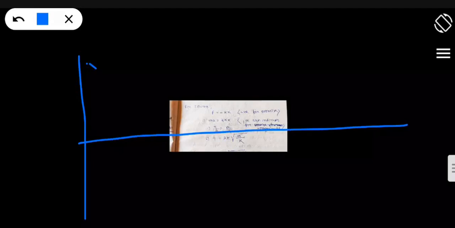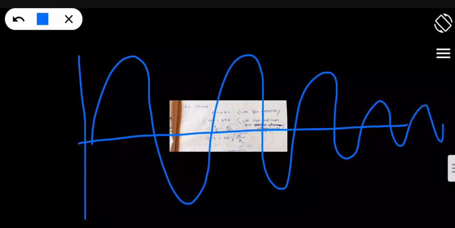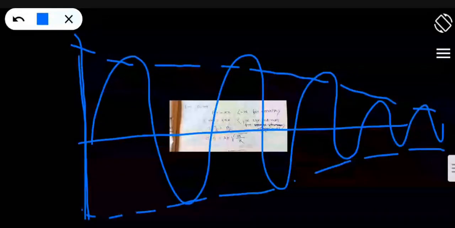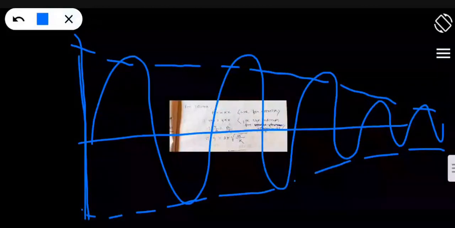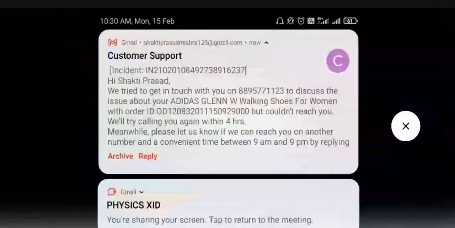If I draw the diagram for the damped oscillation, obviously the process is slowed down, so the graph will be somewhat like this. First it will be higher, then lower, lower, lower, and then it will stop. You can see here it is gradually decreasing; gradually the amplitude values are decreasing.